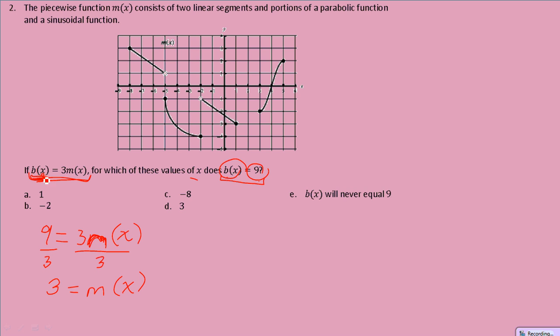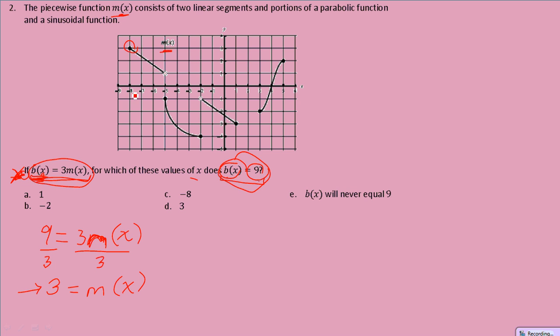If you look back at this original question, it says if b of x equals 3 times m of x, for what values of x does b of x equal 9? What that's really saying is this: where is m of x equal to 3? That entire question up here could be summarized with just this down here. That's it. That's the question. So if you look at the graph, it does tell us that it's m of x. So it's saying where does it equal 3? And if you look at that graph, it equals 3 right there.